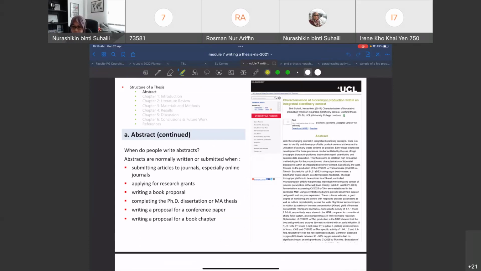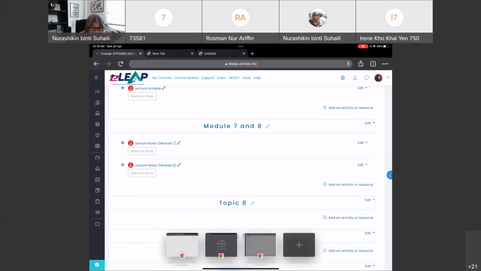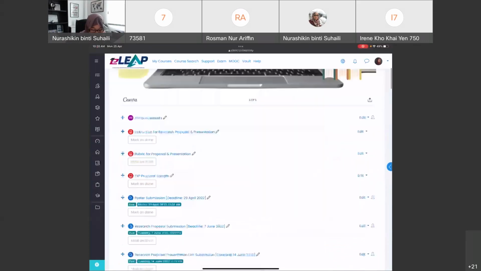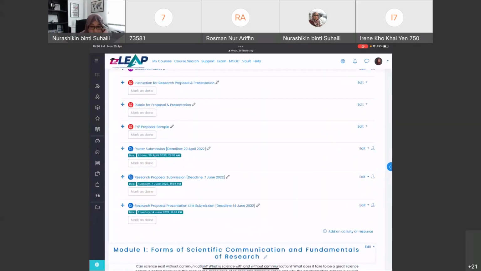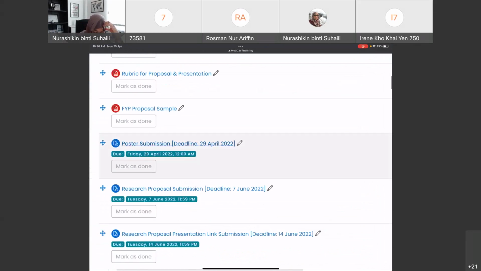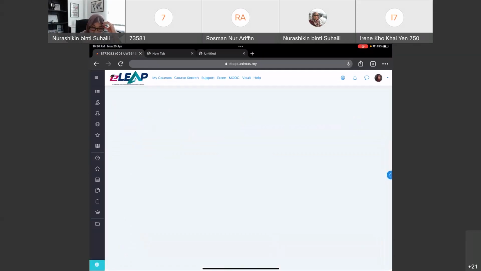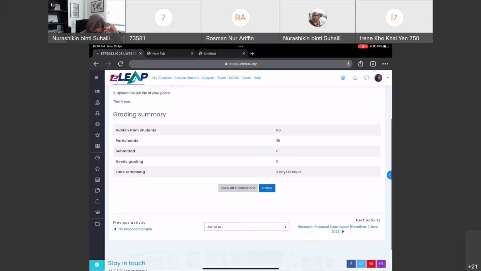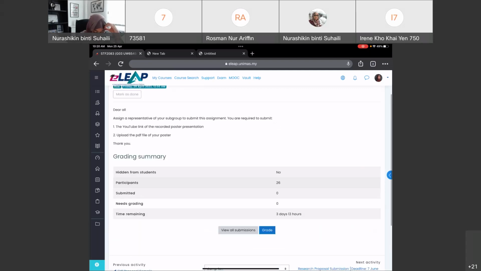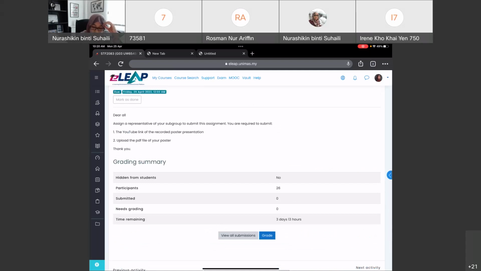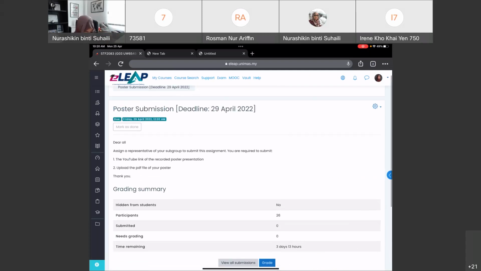Poster presentation. How should we submit the link? I think I provided it on the Elite. Poster submission, you see poster submission? I think I put the option to drop the link. You just drop the link of your YouTube video, and also you have to upload the PDF. I'm not sure about your interface, whether you got the option to drop or not.